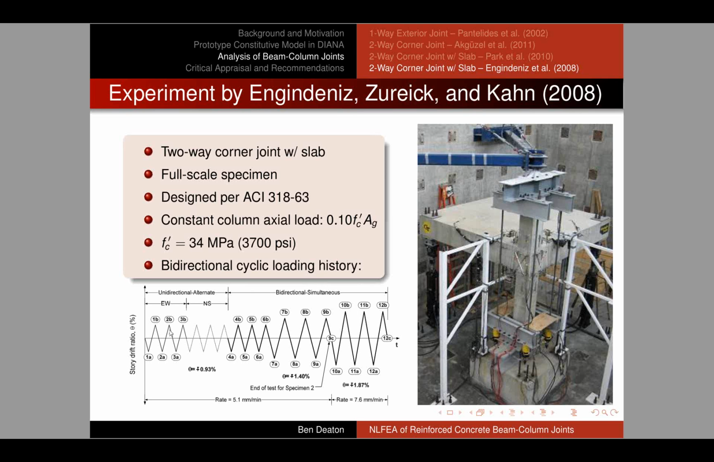And there's a single cycle, or in the experiment, 3 cycles applied to the end of this beam, 3 cycles applied to the end here. And then after that, each of the beam ends were cycled simultaneously. So this simulates what we might think of as a worst-case scenario for a 45-degree loading of the building.